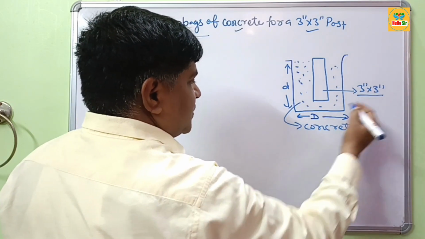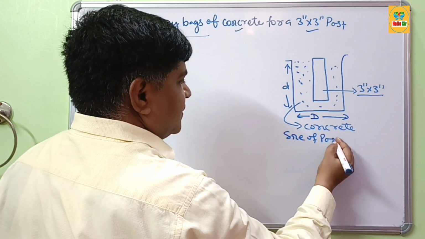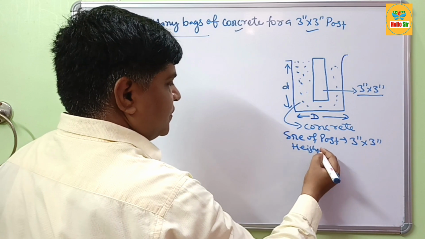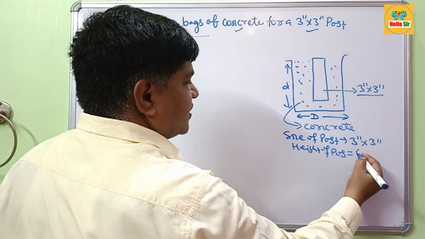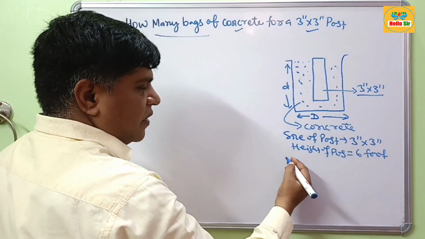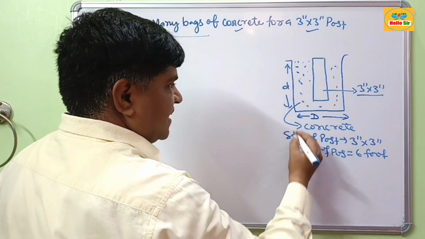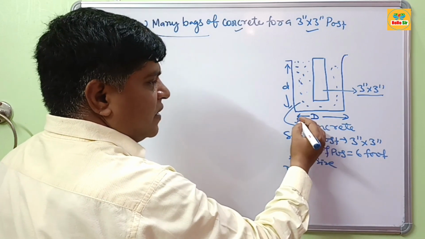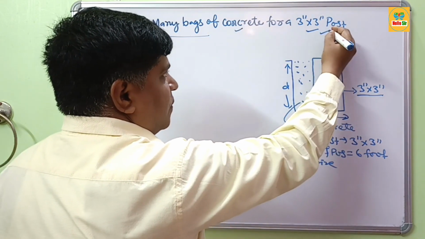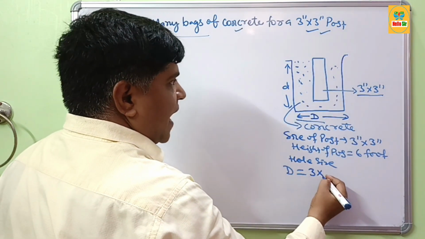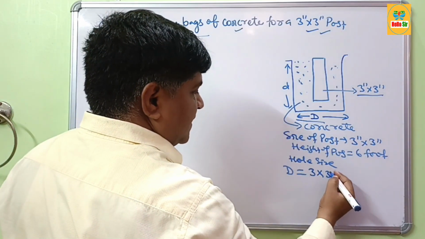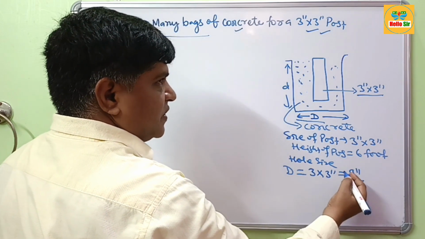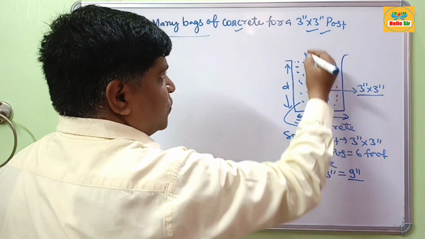What is the size of the post? Here the size of the post is 3 inches by 3 inches. And what is the height of the post? The height of the post should be 6 foot above the ground. And how do we calculate the hole size in the soil? Hole size is described by diameter. And what is the diameter required for setting this post? The diameter should be 3 times the size of the post, that is 3 inches. It means the required diameter is about 9 inches. You require a 9 inch diameter hole for setting this post.